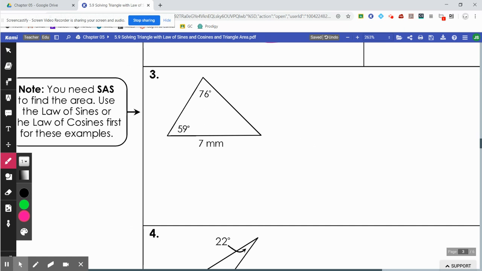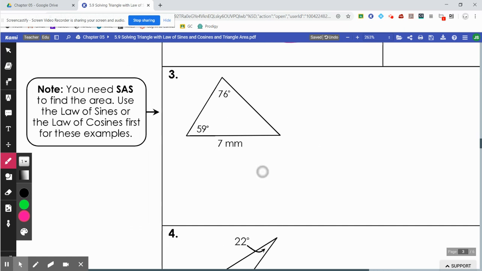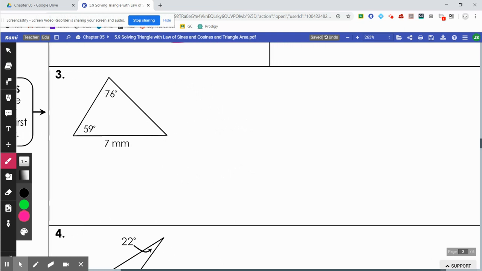Number 3, now there's a problem. We don't have a side-angle-side relationship. However, look at the note. You need a side-angle-side to find the area. Use the law of sines or law of cosines first for these type of examples. So sometimes you might have an extra step with these. Now, if I use the law of sines with this one, that would tell me what this side was equal to. But be careful, because I still don't have a side-angle-side relationship.